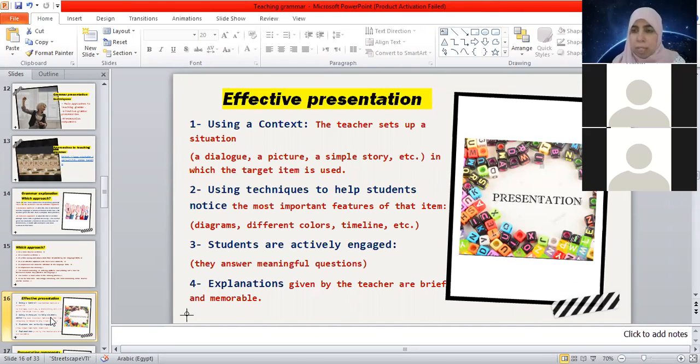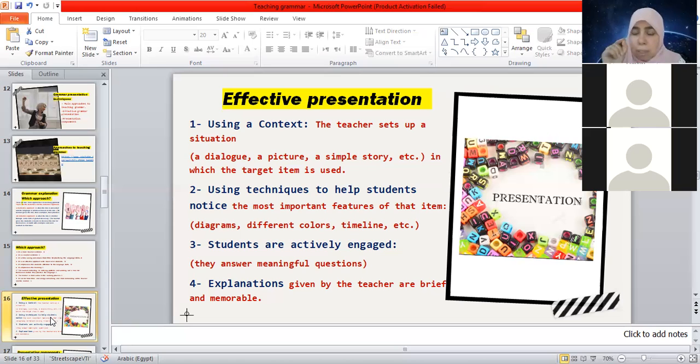So here we have to use a context. The teacher can set up a situation in which students can notice the grammar structure or the grammar item. And this context, you choose. It can be a dialogue, a conversation, a short story, a picture, like you said, Raghda, to compare two pictures. This is a context. This is number 1. Number 2, using techniques to help students notice, to see.